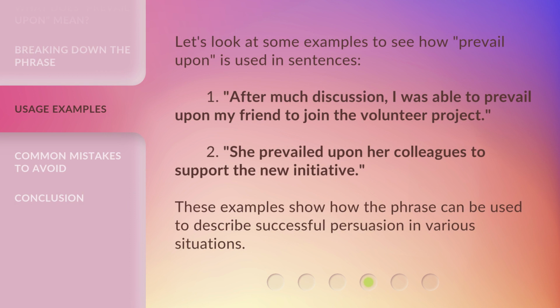Let's look at some examples to see how prevail upon is used in sentences. 1. After much discussion, I was able to prevail upon my friend to join the volunteer project. 2. She prevailed upon her colleagues to support the new initiative. These examples show how the phrase can be used to describe successful persuasion in various situations.